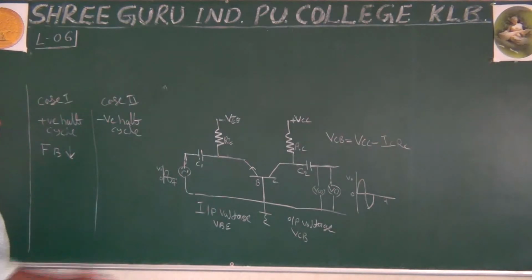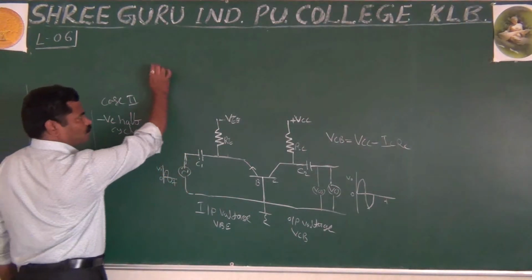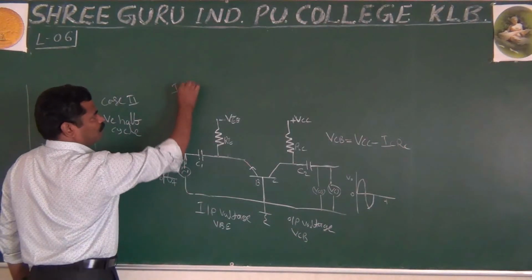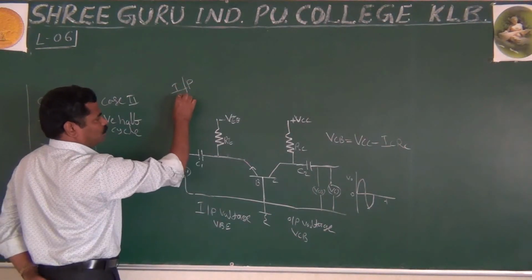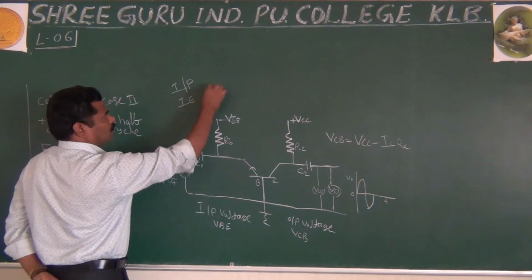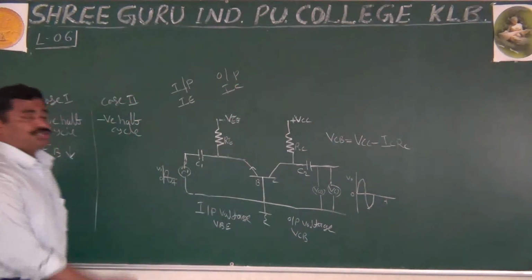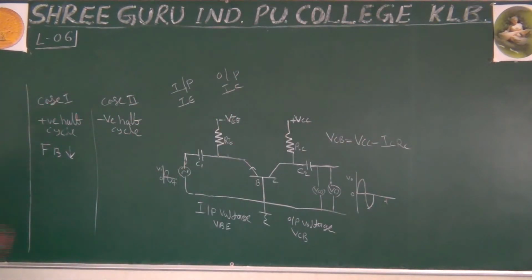And as we know, in your common base, which one is input? IE will be the input and the output will be IC. It means if the forward bias decreases, what happens? The IE will decrease, because the forward bias decreases.